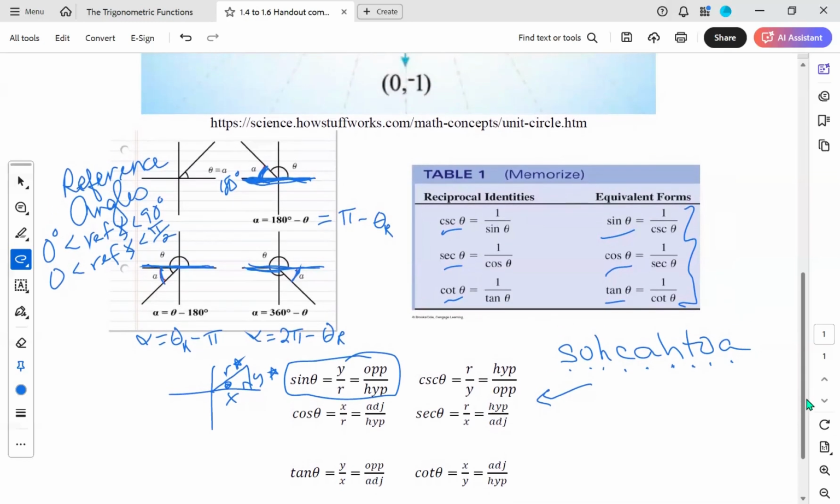A few more things I want to tell you about here. Tangent of theta is also equal to sine of theta over cosine of theta. Another one is cotangent of theta is equal to cosine of theta over sine of theta. The way I remember cotangent is cosine on top, is start with co.